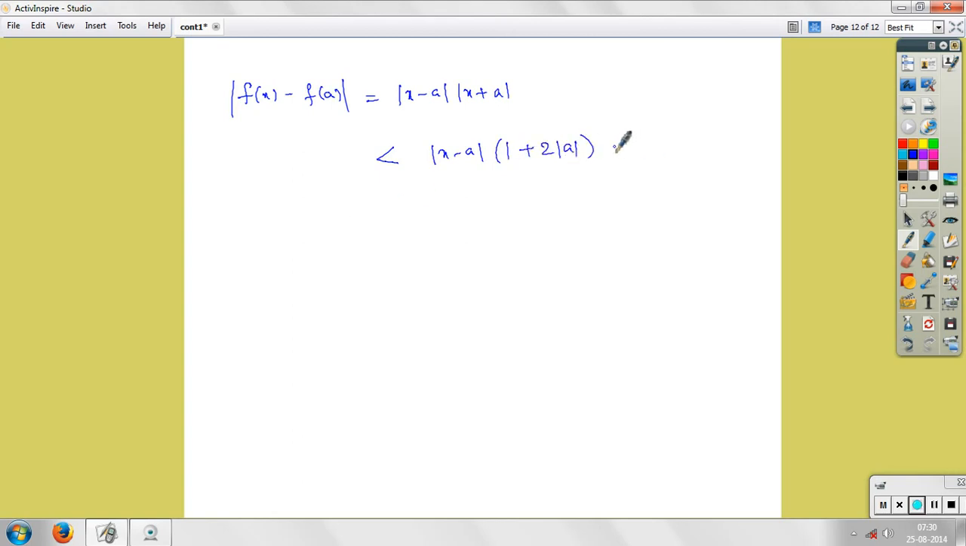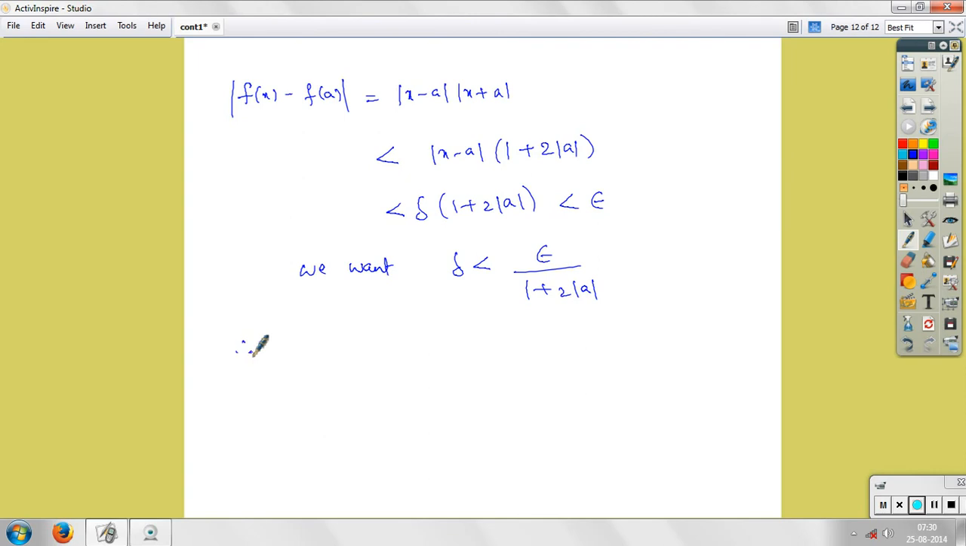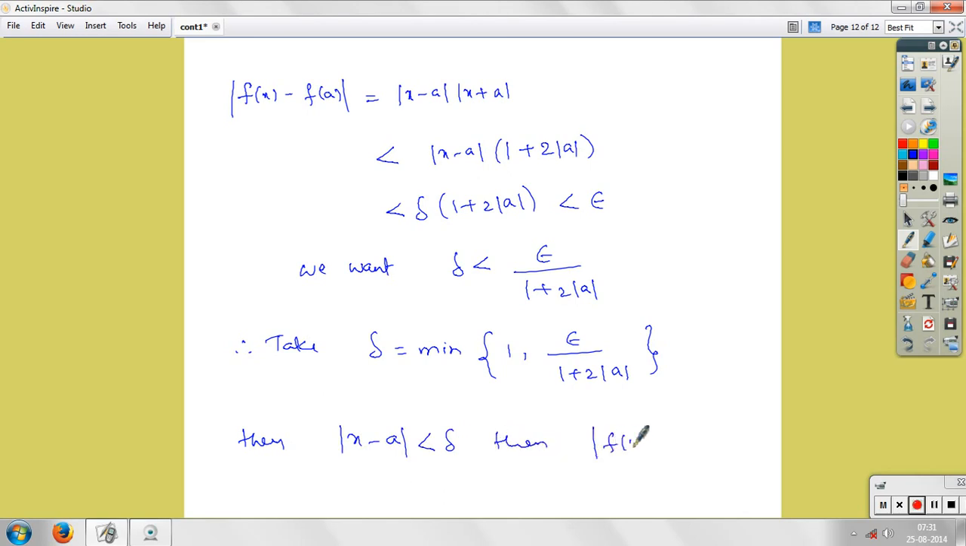Now this is less than delta times 1 plus 2 mod a. We want this to be less than epsilon, so in particular we want delta less than epsilon by 1 plus 2 mod a. And we also want delta to be less than 1. So therefore take delta to be the minimum of 1 comma epsilon by 1 plus 2 mod a. Then whenever mod x minus a is less than delta, we have proved that mod f of x minus f of a is less than epsilon. So it shows that f is continuous at every point, so f is continuous on R.